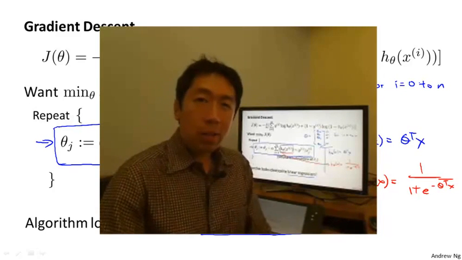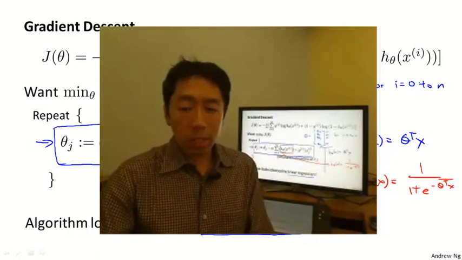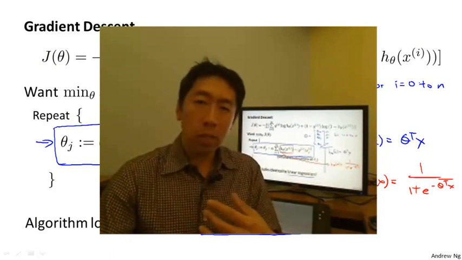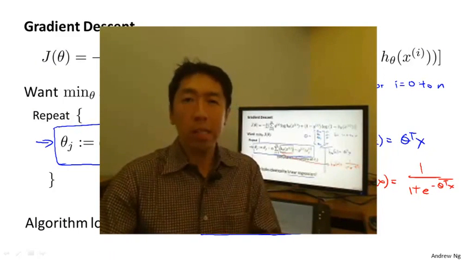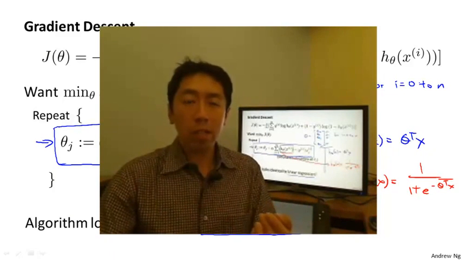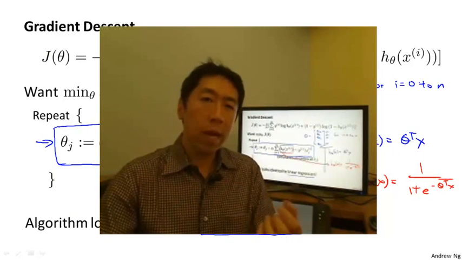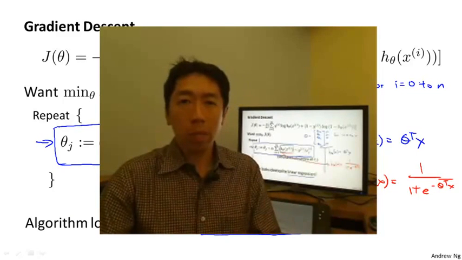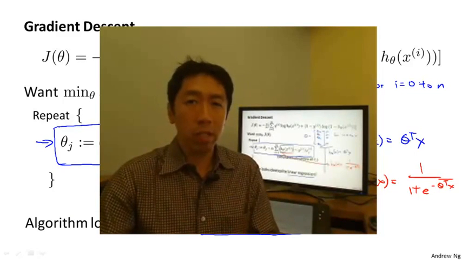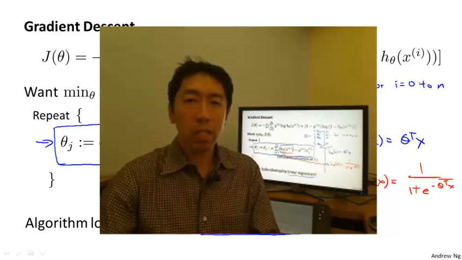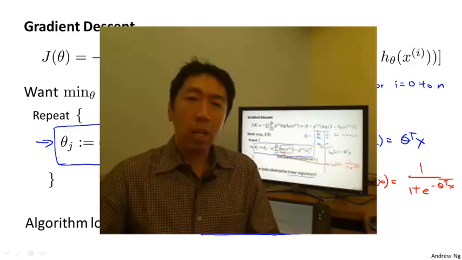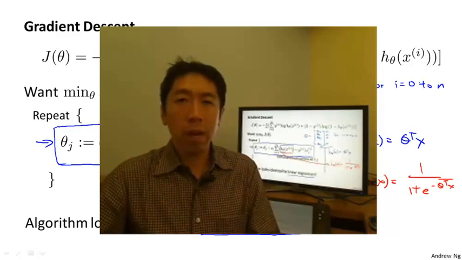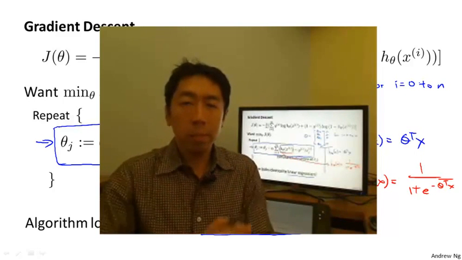So now you know how to implement gradient descent for logistic regression. There was one last idea that we talked about earlier for linear regression, which was feature scaling. We saw how feature scaling can help gradient descent converge faster for linear regression. The idea of feature scaling also applies to gradient descent for logistic regression, and if you have features that are on very different scales, then applying feature scaling can also make gradient descent run faster for logistic regression.